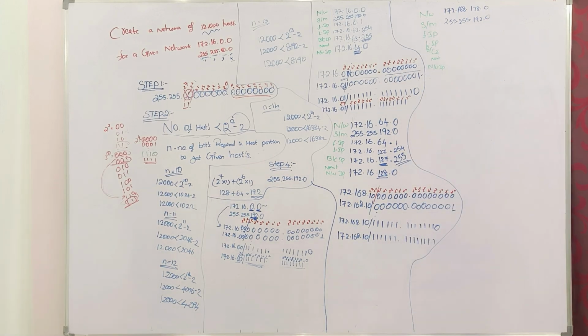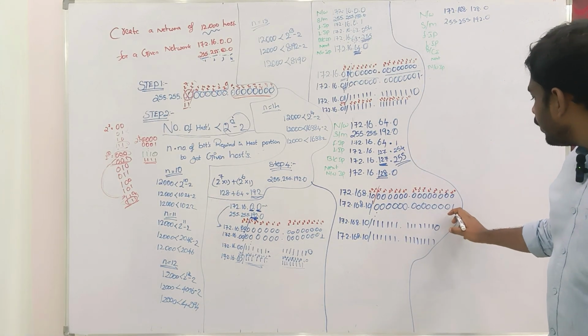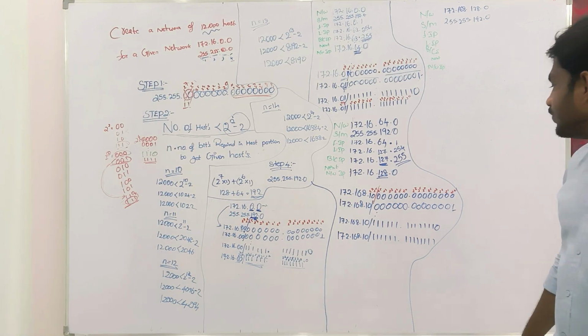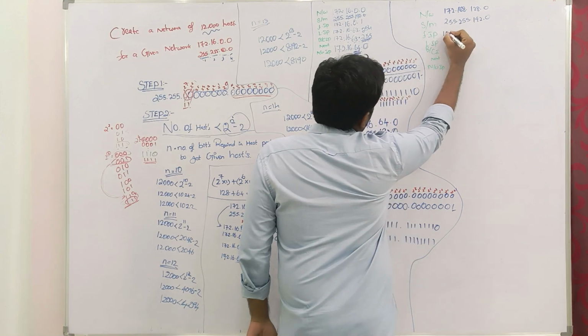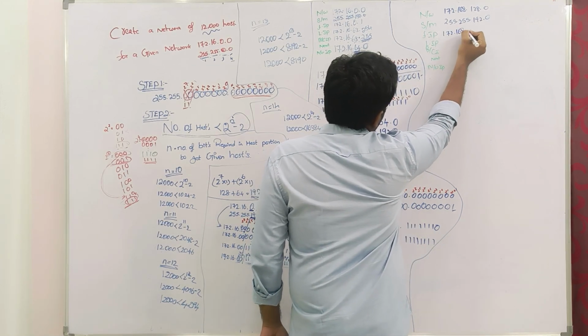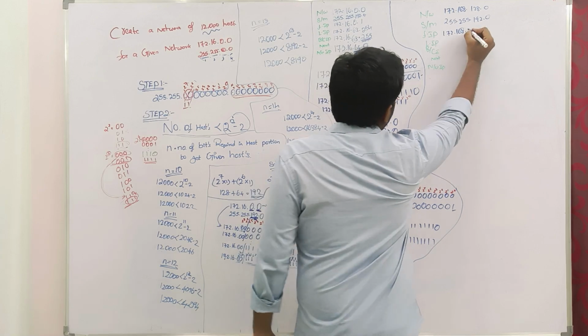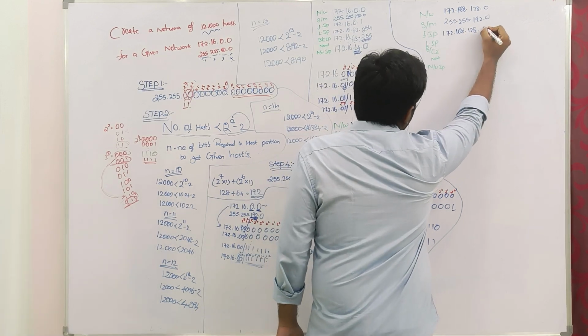255.255.192.0. What will be the first IP? You multiply corresponding bits. 1 multiplied with 2 power of zeros. So the result is 172.168.128.1.